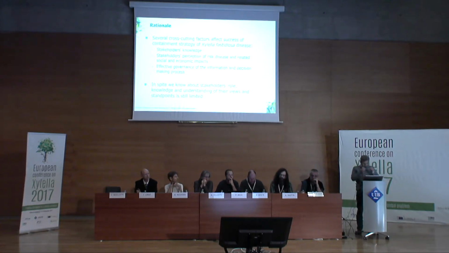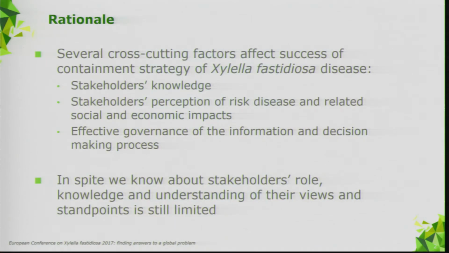Well, what is the rationale behind? The rationale is that, as you know, as also it has been said by my predecessor, the second last, there are several cross-cutting factors which are affecting the success or the good implementation of containment strategies on Xylella fastidiosa disease. These are, for example, the stakeholder knowledge, the stakeholder perception of the disease and related socio-economic impacts. Also, the effective governance. The governance is made of the people. It's not only made of the institution per se. It's made of the people. And the governance of the information and the flow of the information and the decision-making process.